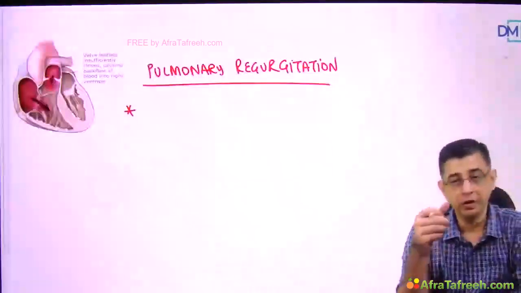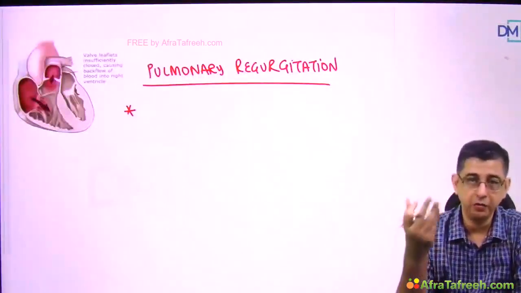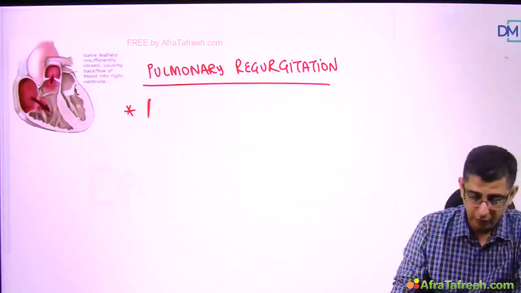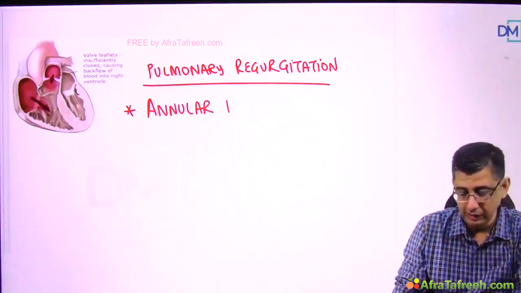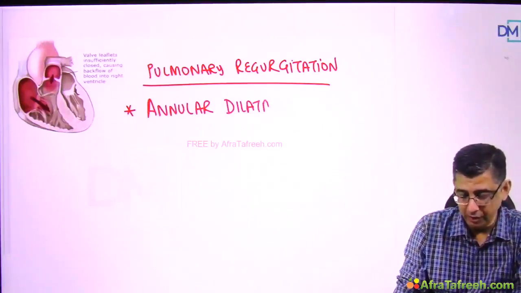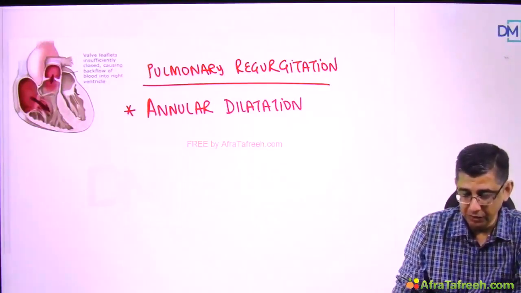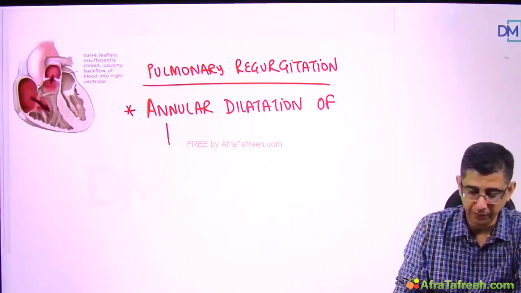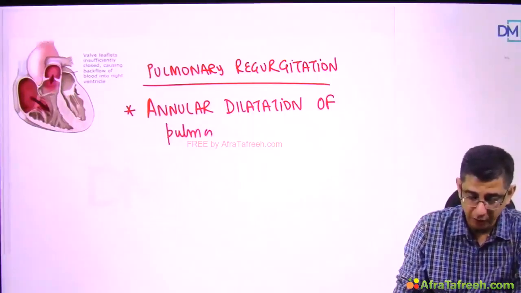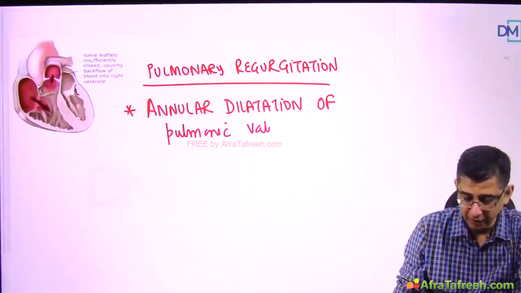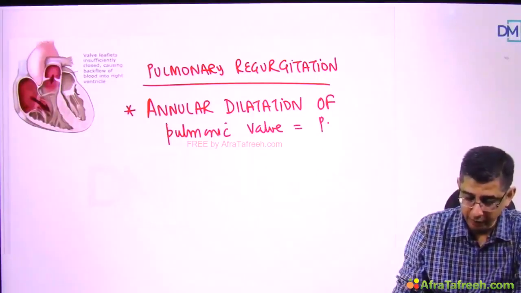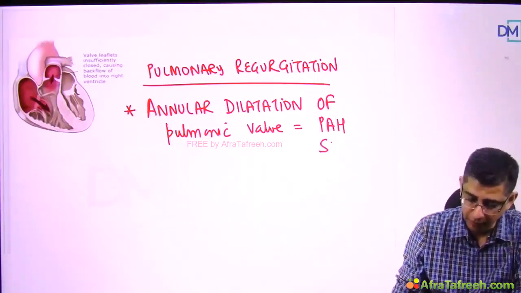Coming to the next disease, pulmonic regurgitation, why it develops. One of the important causes for this could be annular dilatation of the pulmonic valve. The reason for this annular dilatation of the pulmonic valve is severe pulmonary artery hypertension. If you're listening to me carefully, you will notice the fact that I have today blamed pulmonary artery hypertension for two problems in the heart.